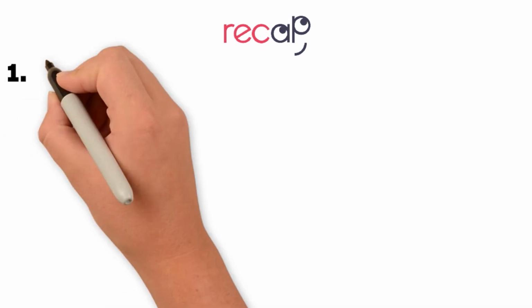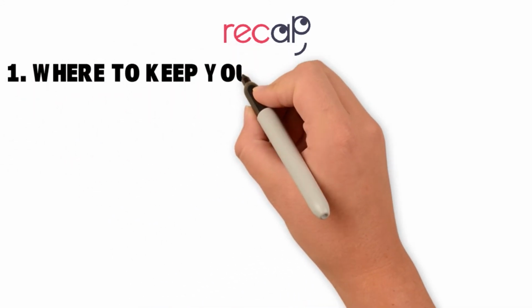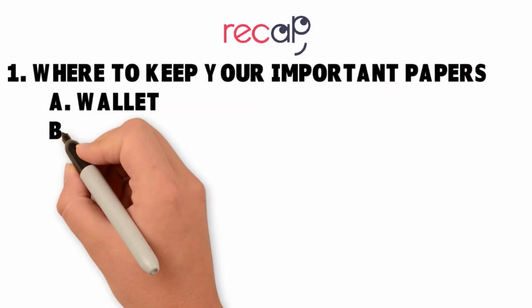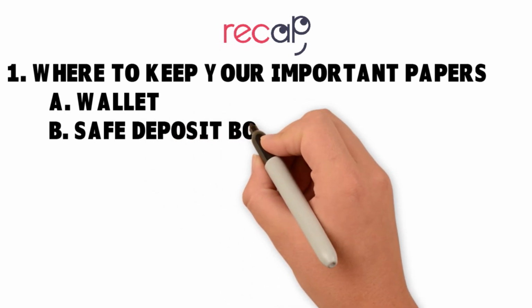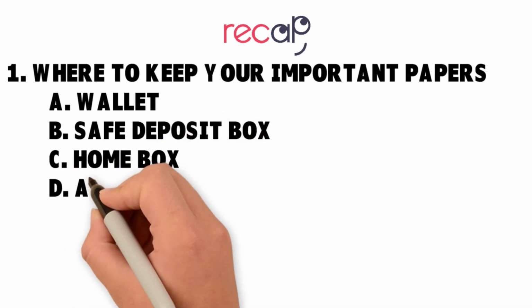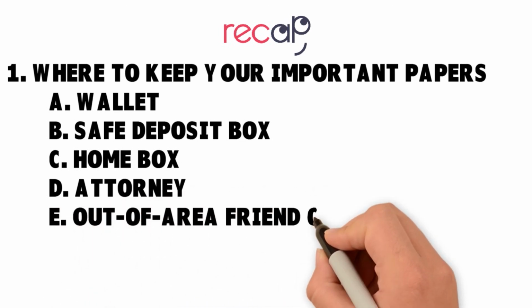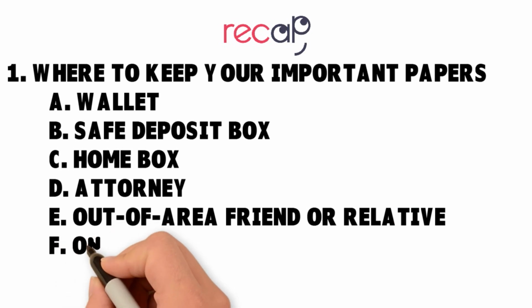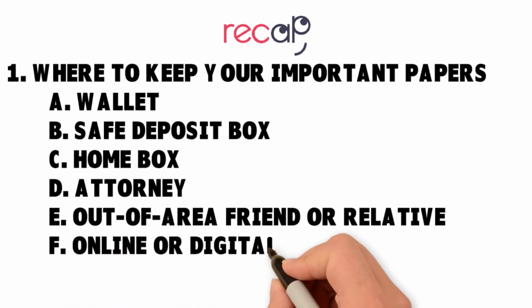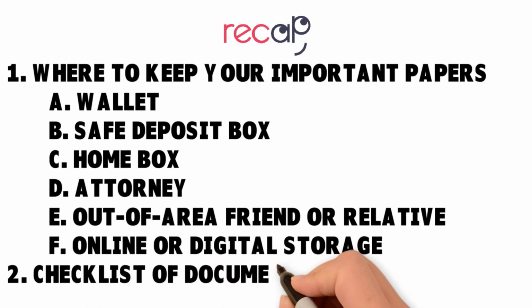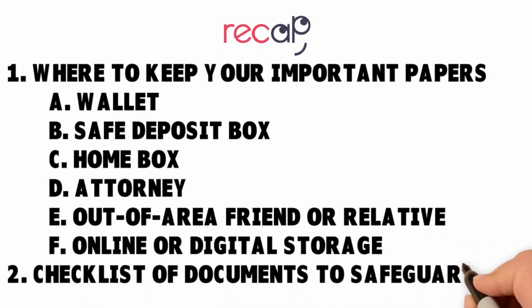Today I spoke to you about where to keep your important papers, and there are six areas: your wallet, in a safe deposit box, in a home box, at your attorney's office, with an out of area friend or relative, you want to keep the important paperwork with that person, or through online or digital storage processes. And I also gave you a checklist of documents to safeguard, documents that are critical.